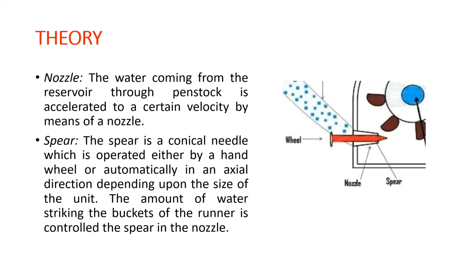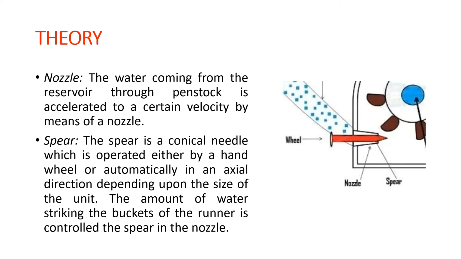Nozzle is used to increase the kinetic energy of water that is going to strike the buckets or vanes attached to the runner. The quantity of water that strikes the buckets is controlled by the spear. The spear is installed inside the nozzle and regulates the flow of water that is going to strike the vanes of the runner. A nozzle containing a spear is shown in the figure on the right.